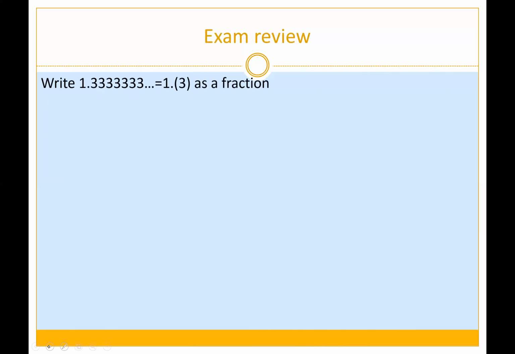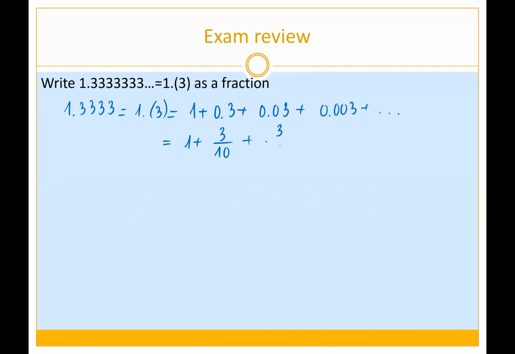The next one I have is to write this one as a fraction. As I said, I did one of these examples before, I think in week 6. So the way we're going to do it is, you have 1.333... So I'm just going to write it in this notation. It's going to be 1 plus 0.3 plus 0.03 plus 0.003 until infinity. I'll write it in the form of fractions and you see the chains.